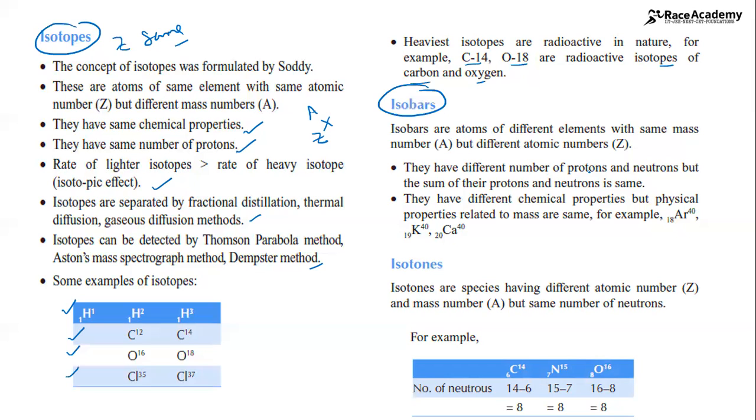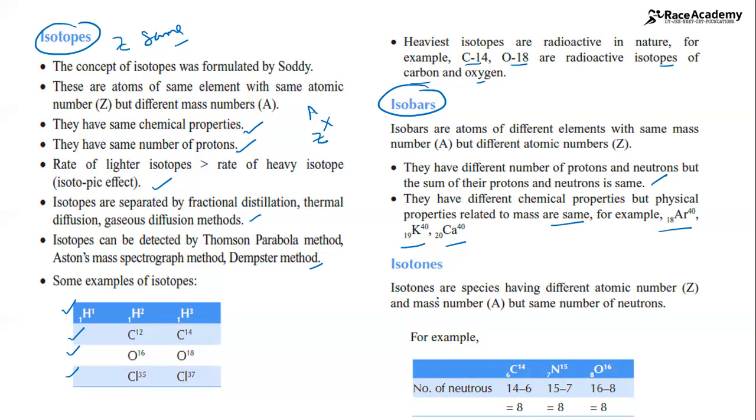Isobars have different numbers of protons and neutrons, but the sum of protons and neutrons is the same. They have different chemical properties, but physical properties related to mass are the same. For example, argon 40, potassium 40, calcium 40: their physical properties are the same, but the chemical properties are different because they are different elements. Argon is different, potassium is different, calcium is different.